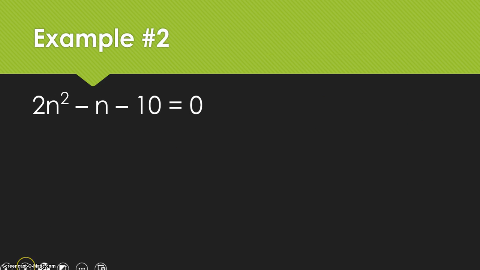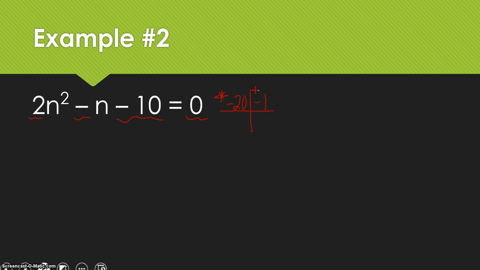Let's try another one. So in this example, it's already set equal to 0, so I don't need to change anything. I need to check to see if something factors out. No variables factor out, no coefficients factor out, so that means that I can go ahead and get started. I start by making my table. I need something that multiplies together to be negative 20 and adds to be negative 1.